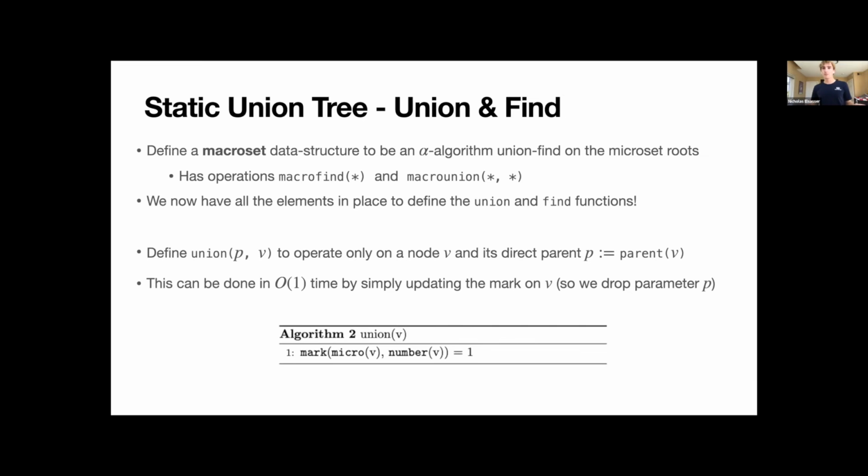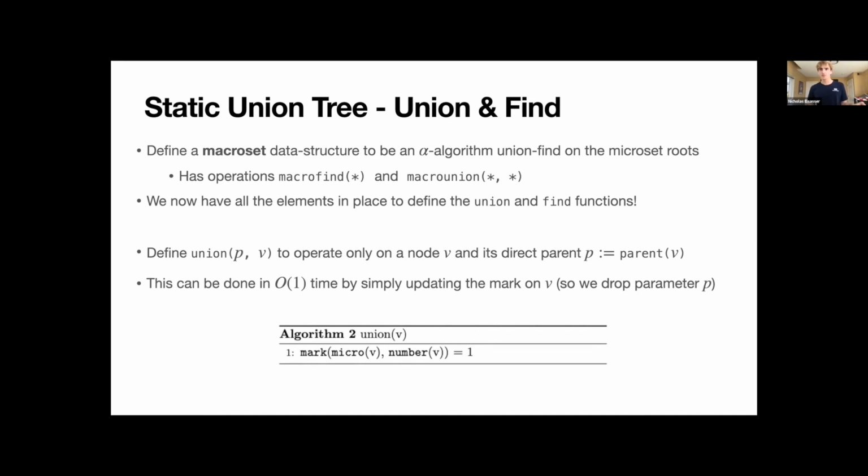And so the final thing we need before constructing our union and find operations is to have this macroset data structure on the microset root nodes, which is going to be controlled by an alpha algorithm, a union-find alpha algorithm. The macro find and macro union are going to be our find and union respectively. These are only going to operate on the microset root nodes, and this is used to merge microsets together for more efficient computation. Now that we have all that, we define our union and find.